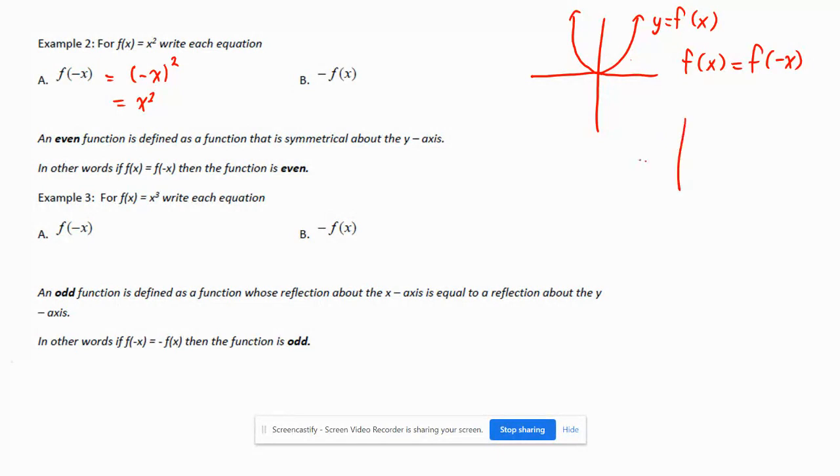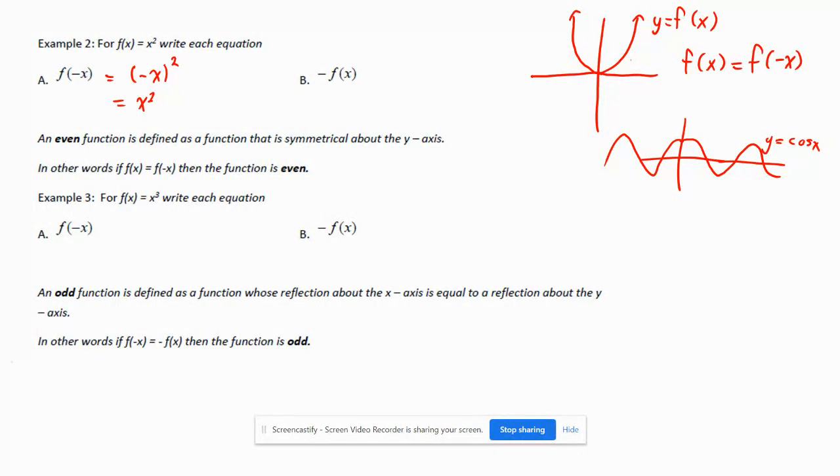Other examples, if we graph y equals cosine of x, which would look something like this, this is also going to be symmetrical about the y-axis. So this is an example of another even function. Okay, we'll talk more about trig functions later on in the course, guys, so we won't talk too much more about this one.